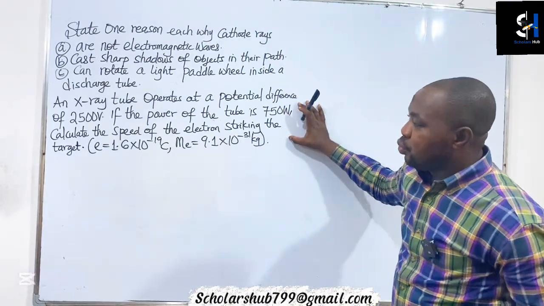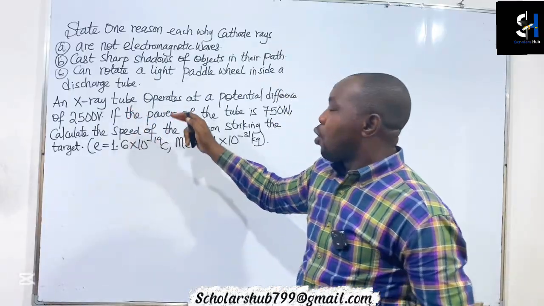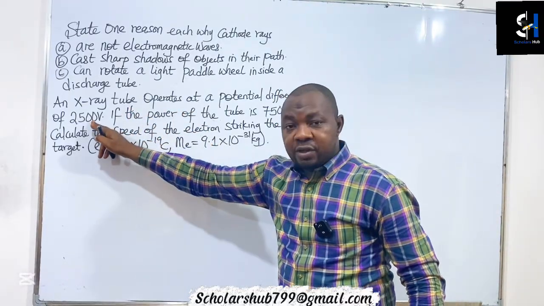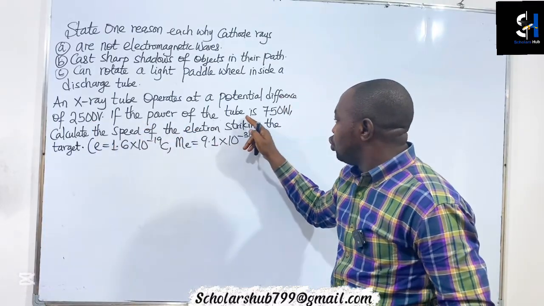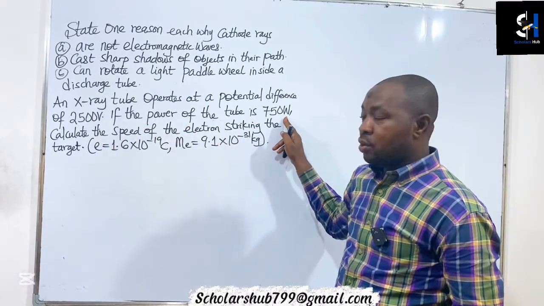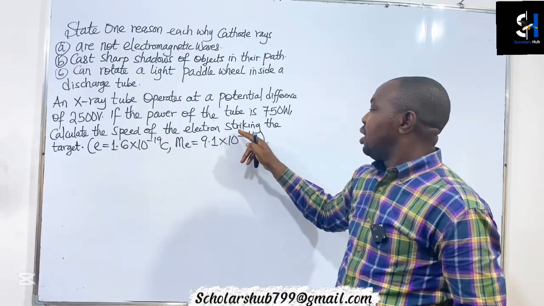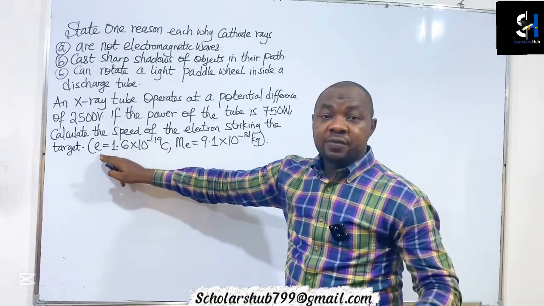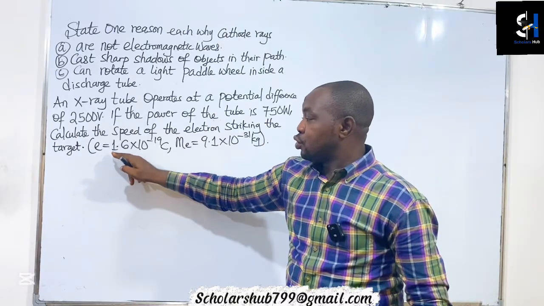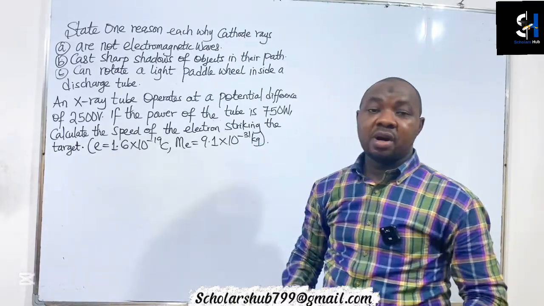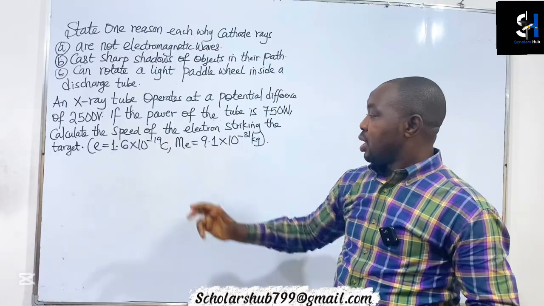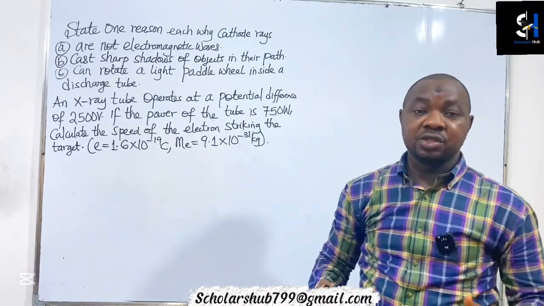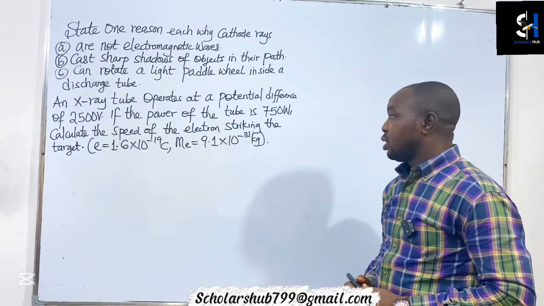Now the second question, we have that an X-ray tube operates at a potential difference of 2500 volts. If the power of the tube is 750 watts, calculate the speed of the electron striking the target. So we have here that the magnitude of the electronic charge is equal to 1.6 times 10 raised to the power of minus 19 coulomb, and then the mass of electron is equal to 9.1 times 10 raised to the power of minus 31 kilogram.